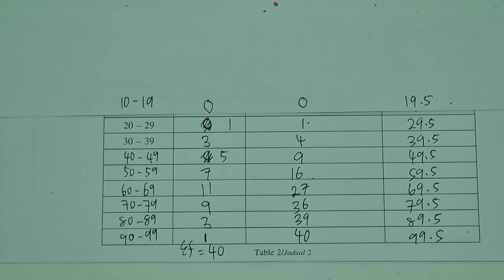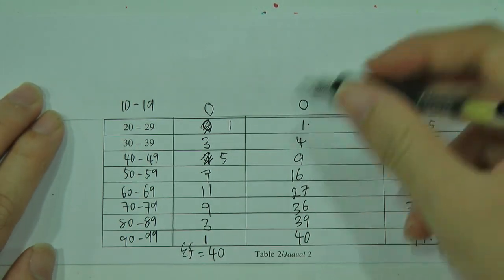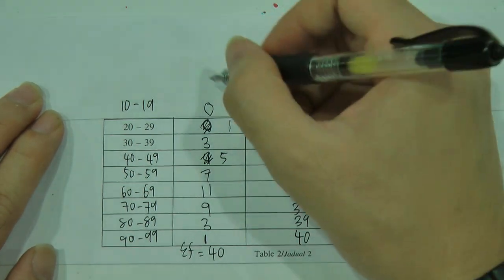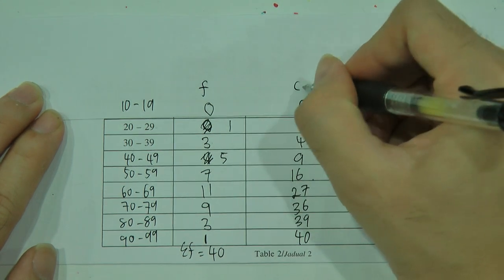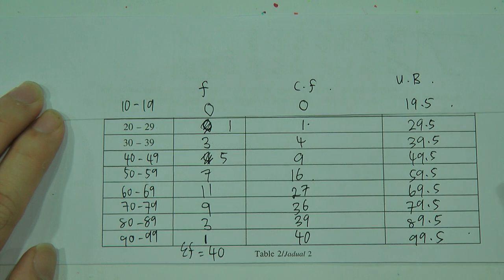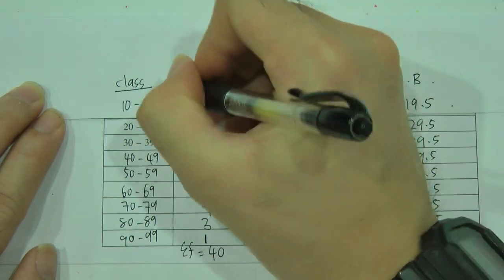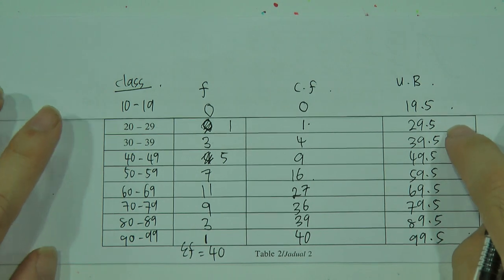Okay, and then what is the next one? So now we complete the table already. Alright, it's not hard. This is cumulative frequency. We're going to use this one to draw the graph. This is frequency. This is frequency. This is cumulative frequency. And this is upper boundary. Alright, and then this one we call it class in statistics. Alright, not really hard, right?